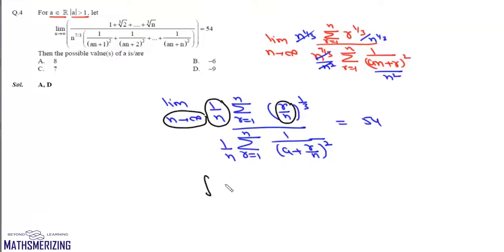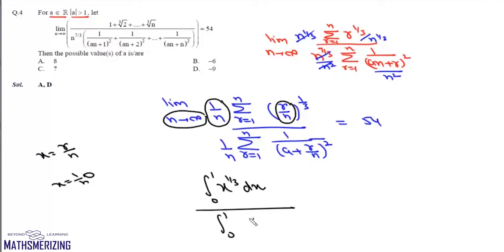So we'll change this as this integral x to the power 1 by 3 into dx, and then x is r by n. Now if r is 1, x is 1 by n, and n tends to infinite, so it will be 0. So lower limit is 0, and upper limit, when the value of r is n, so x in that case will be 1. So it will be this integral from 0 to 1, x to the power 1 by 3 dx, and here also it will be this integral from 0 to 1 dx upon (a plus x) whole square, and it will be equal to 54.